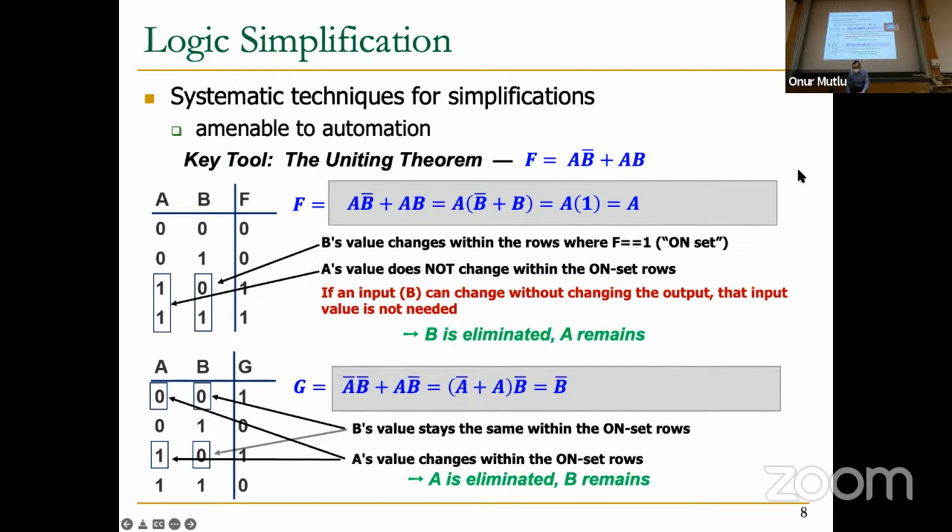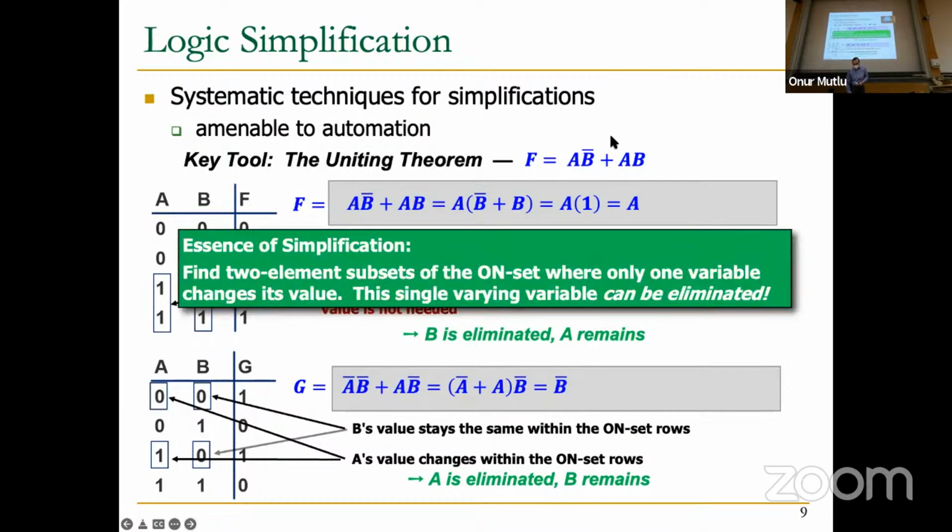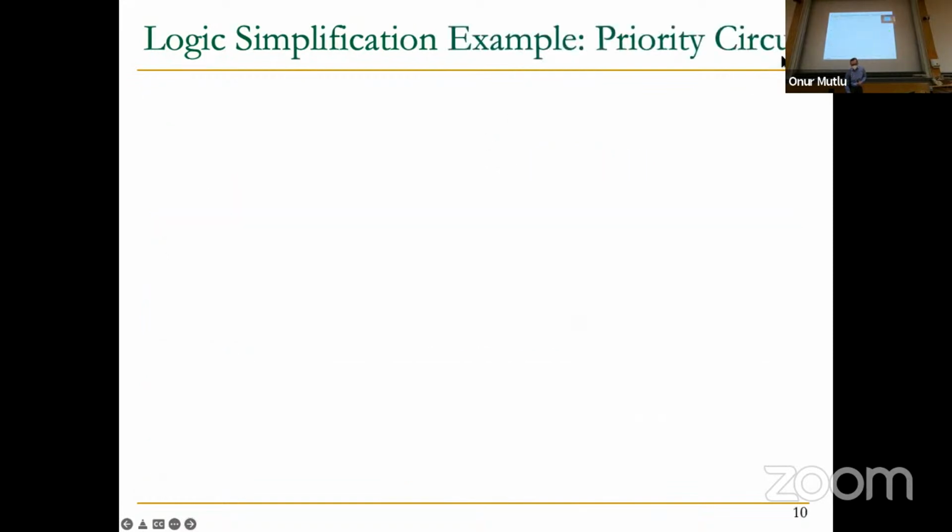You can basically simplify logic in many different ways, but this uniting theorem is really the basis of many automated design tools. And this already basically says a single varying variable can be eliminated by just looking at the onset, where only one variable changes the value of the function. Okay, so let me give you another circuit. This is actually interesting. This is going to show you another way of expressing the truth table, something called don't cares, and also simplifying logic based on the truth table as well.